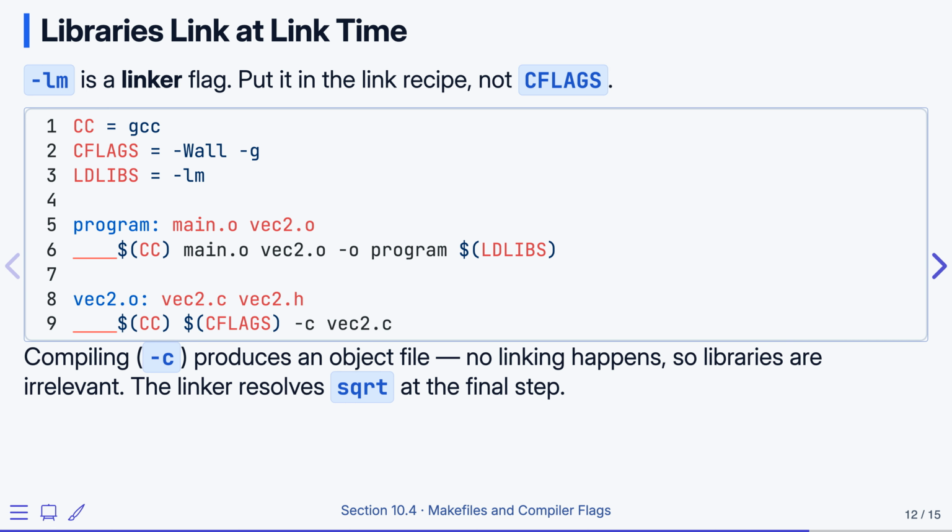Why? Because when you compile with -c, you are just producing an object file. No linking happens, so library flags are meaningless there. The compiler just generates code that calls square root. The linker resolves that call later by finding the math library at the final link step.